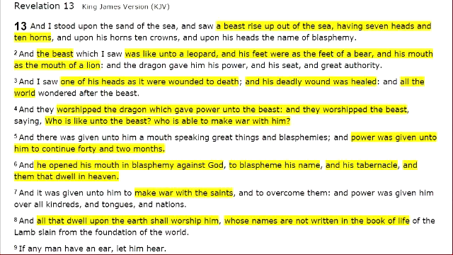In Revelation 13 verse 1, it tells us a beast rose up out of the sea, and it had 7 heads and 10 horns. Then verse 2 tells us this beast was like a leopard, his feet were as the feet of a bear, and his mouth as the mouth of a lion.